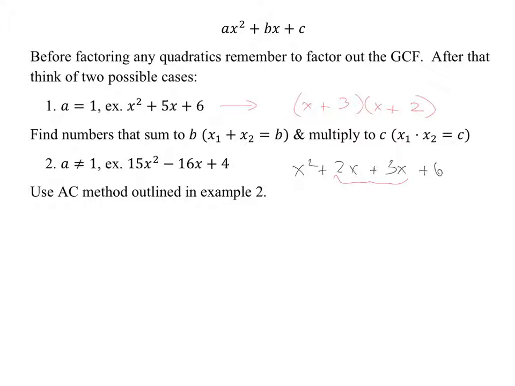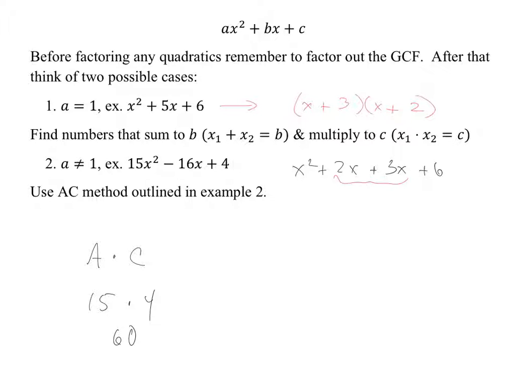AC method. AC method is something that I call AC method. I don't know if any other teacher uses that name. The reason I call it AC method is because you start by finding the product of A and C. What's the product of A and C in this case? What is it? 60. A and C is 60, right? A times C, that's 15 times 4. They're both positive. That plays a big role. Okay, so it's positive 60.